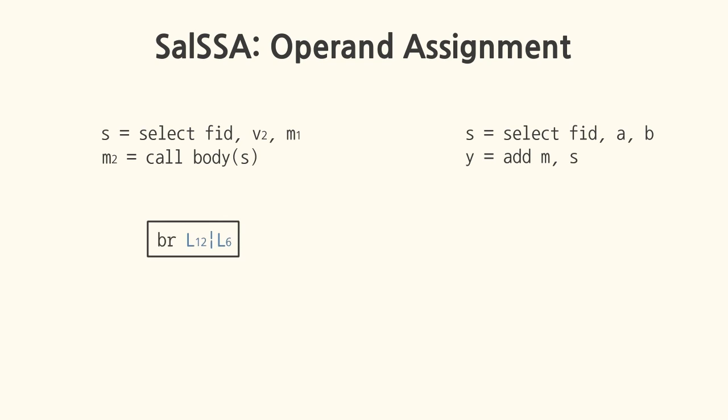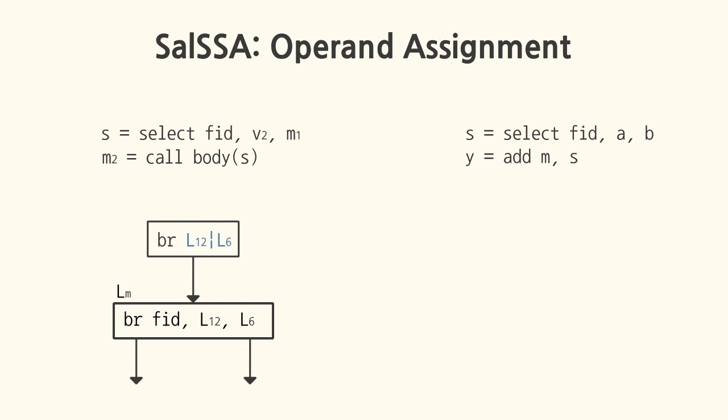Labels need a special handling. If a merged instruction has different label operands, then we create a new basic block with a conditional branch to the appropriate pair of labels.